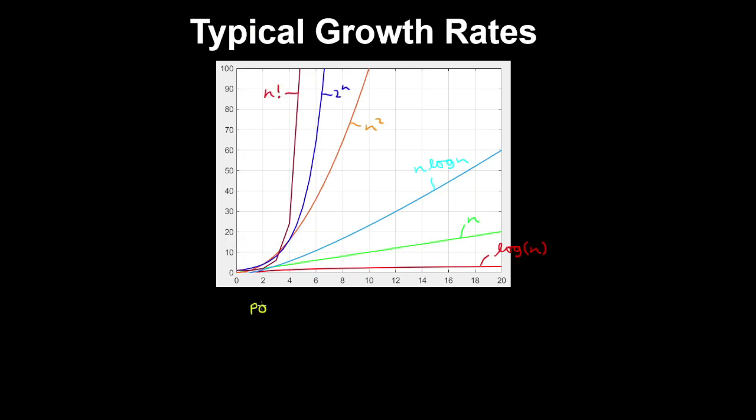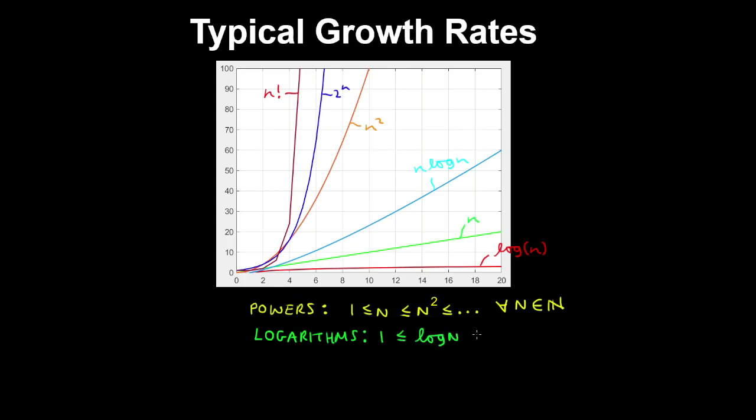So the basic inequalities involve the powers. So we have 1 is less than or equal to n, which is less than or equal to n squared, and so on, for all the natural numbers. And we also have inequalities for the logarithms. So as we've seen in a previous video, 1 is less than or equal to log n, which is less than or equal to n for all n greater than or equal to 2.